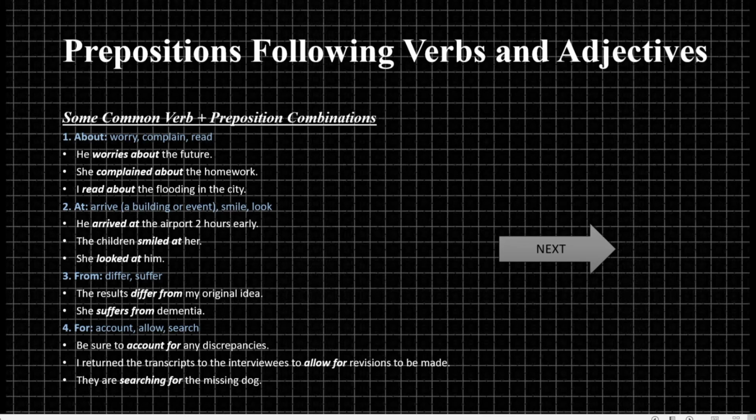1. About. Worry, complain, read. Example: he worries about the future. She complained about the homework. I read about the flooding in the city.